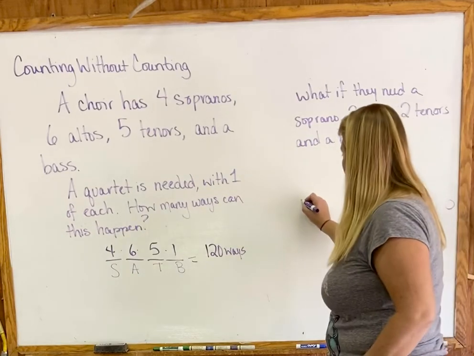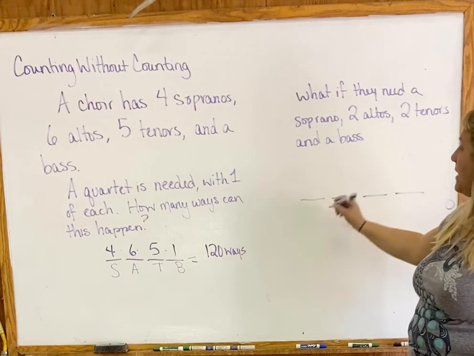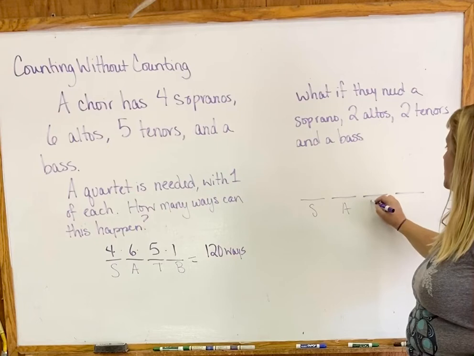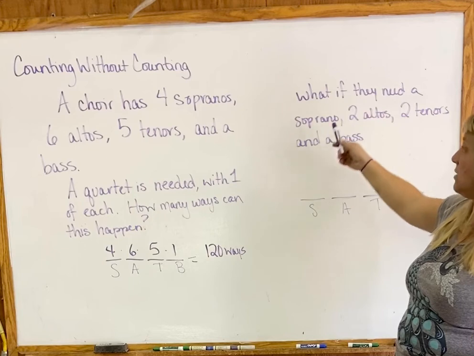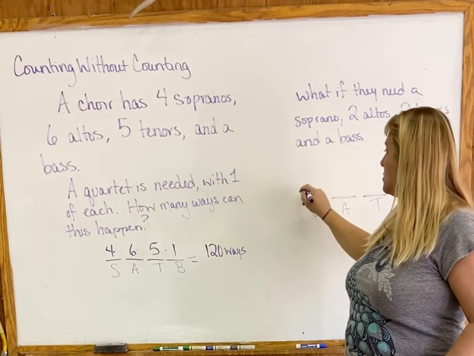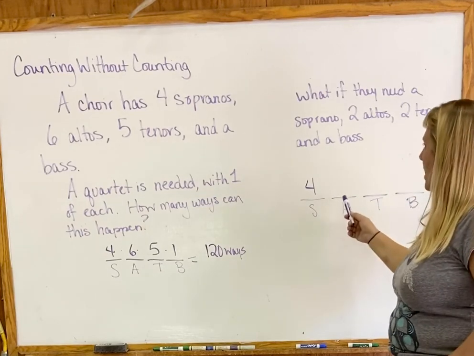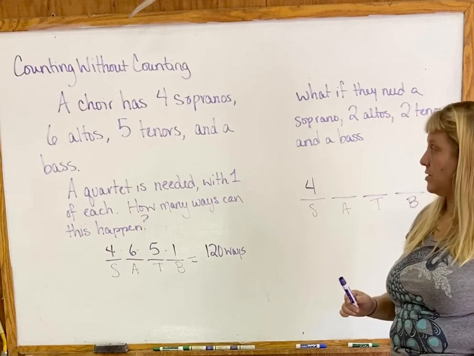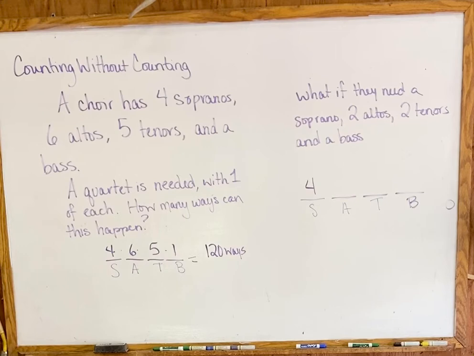We still are going to have 4 slots. But when we look at each one, the numbers are not going to be as easy anymore. For soprano, we still only need 1, and we've got 4 options, right? But here's where things change. We need 2 altos. There were 6 altos in total, and we need to choose 2 of them. Does the order that the 2 altos are chosen in matter, or are they just both going over there to sing?